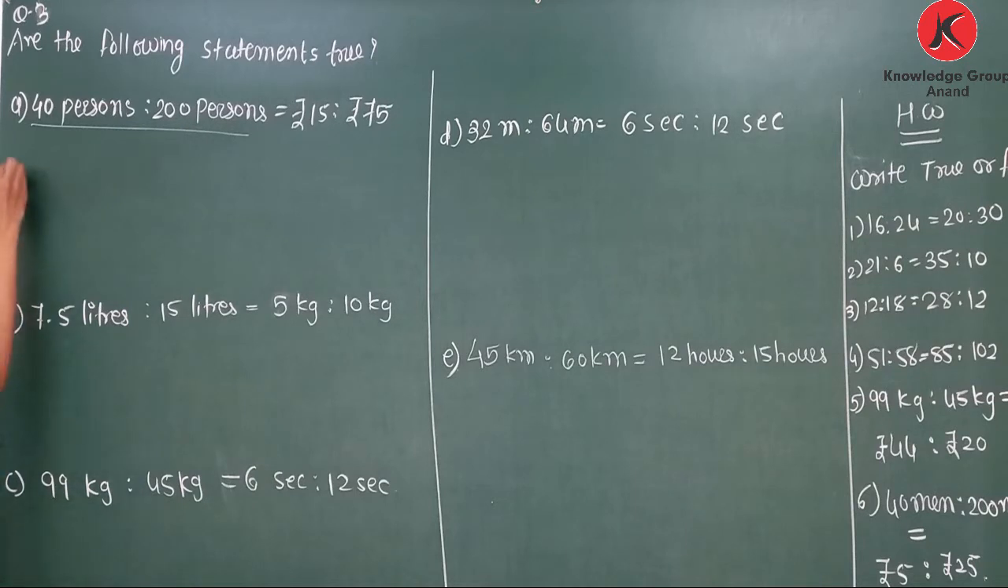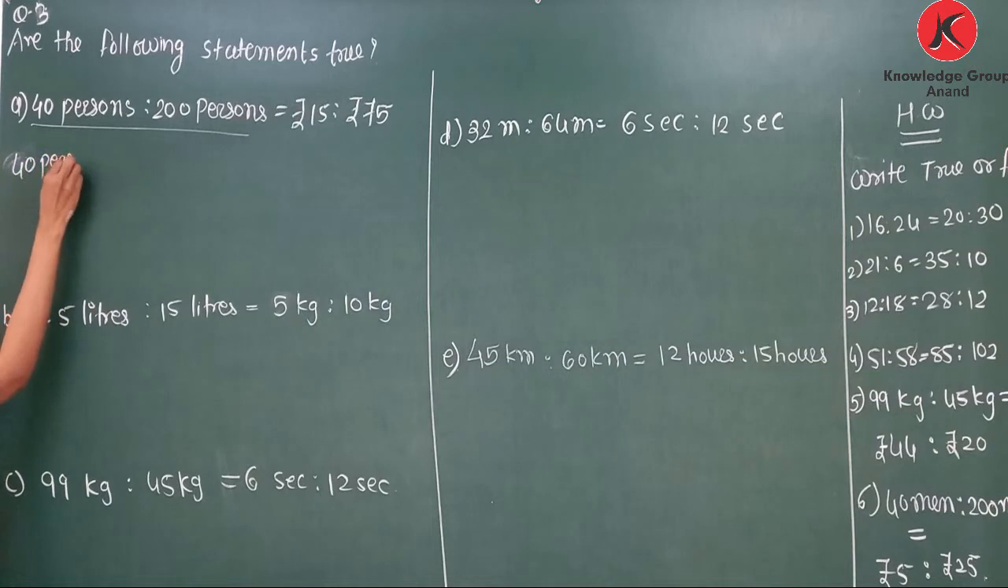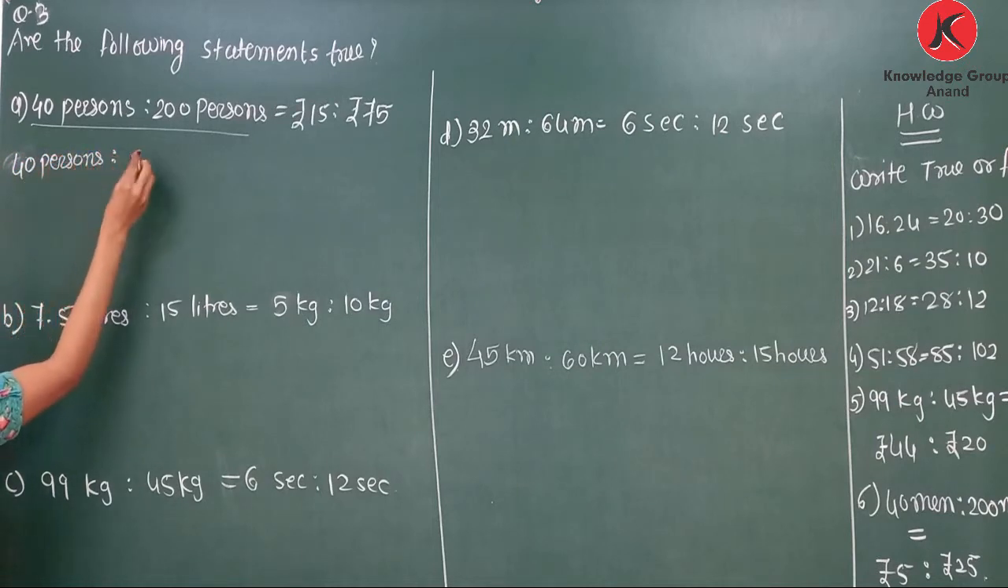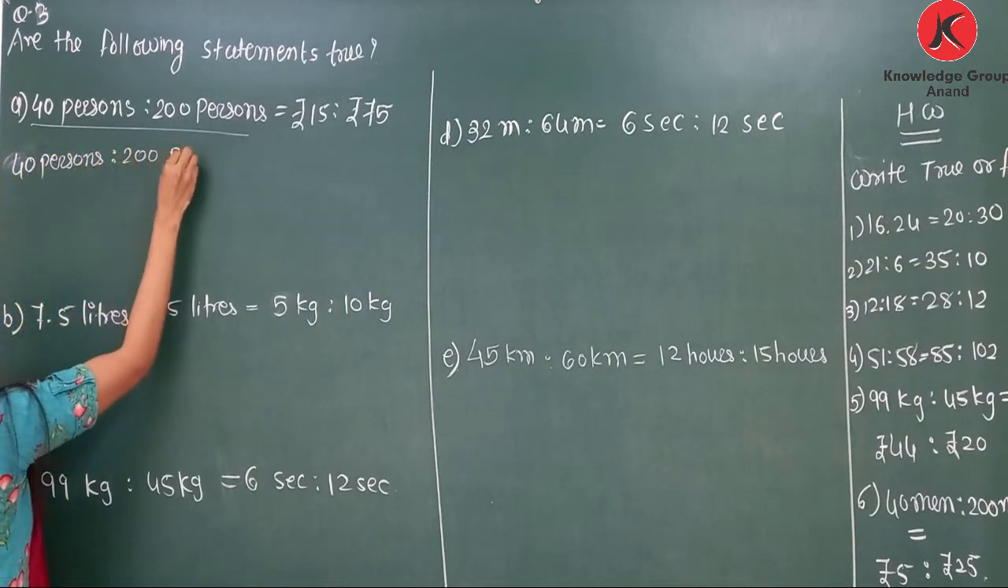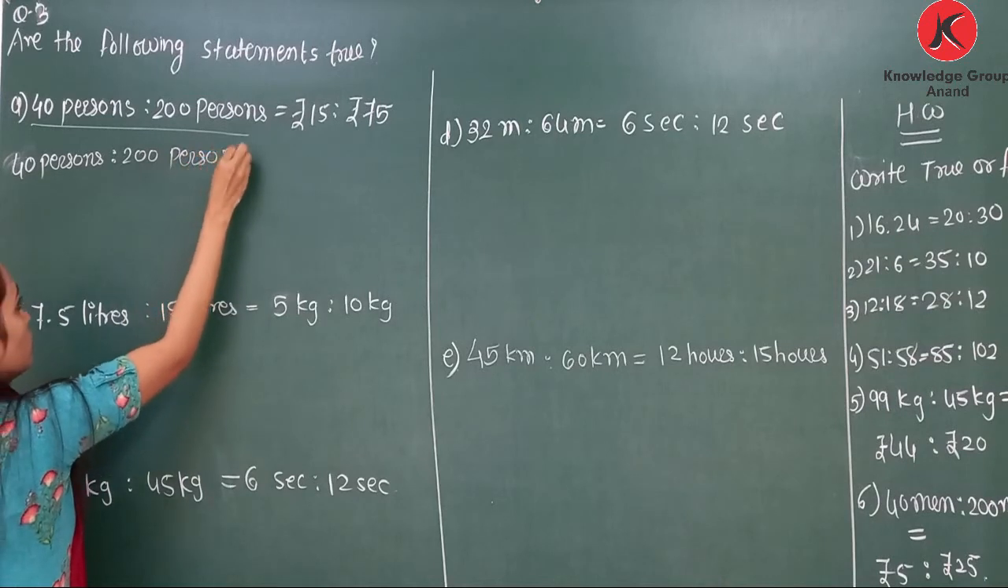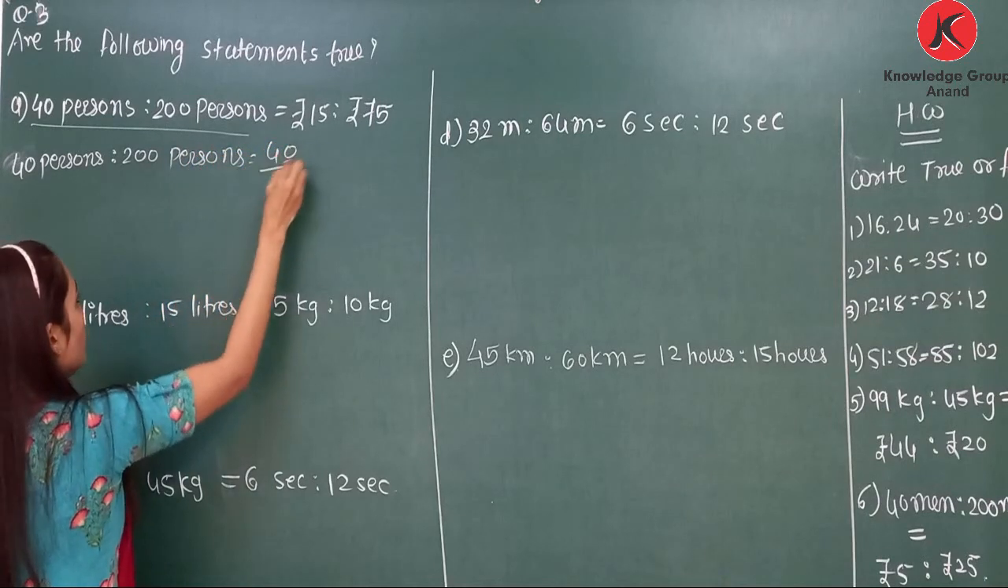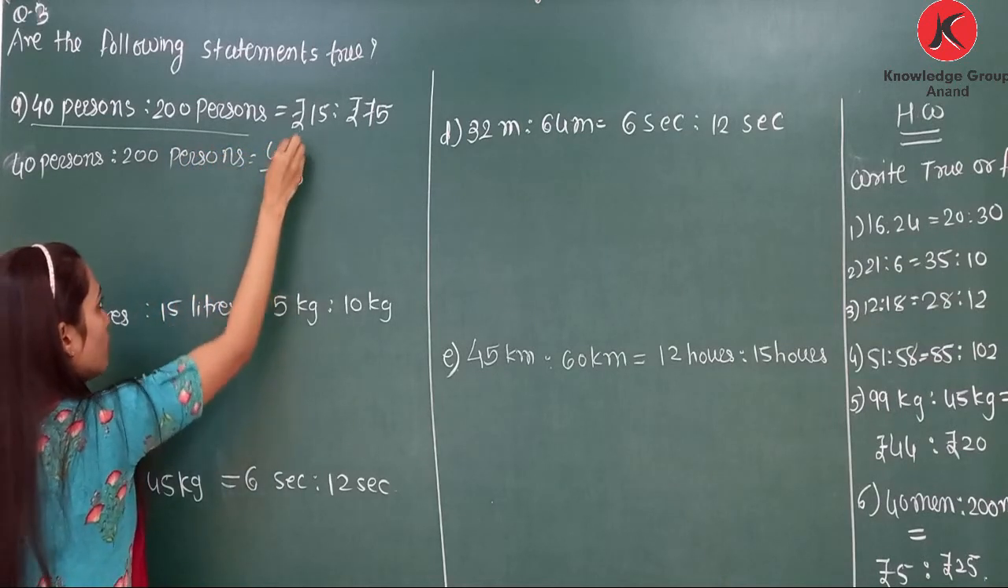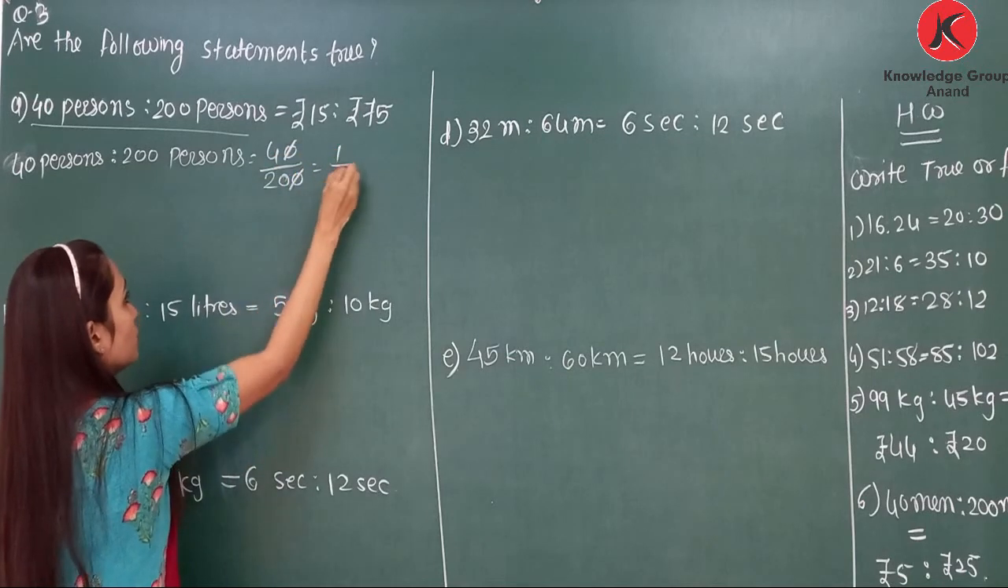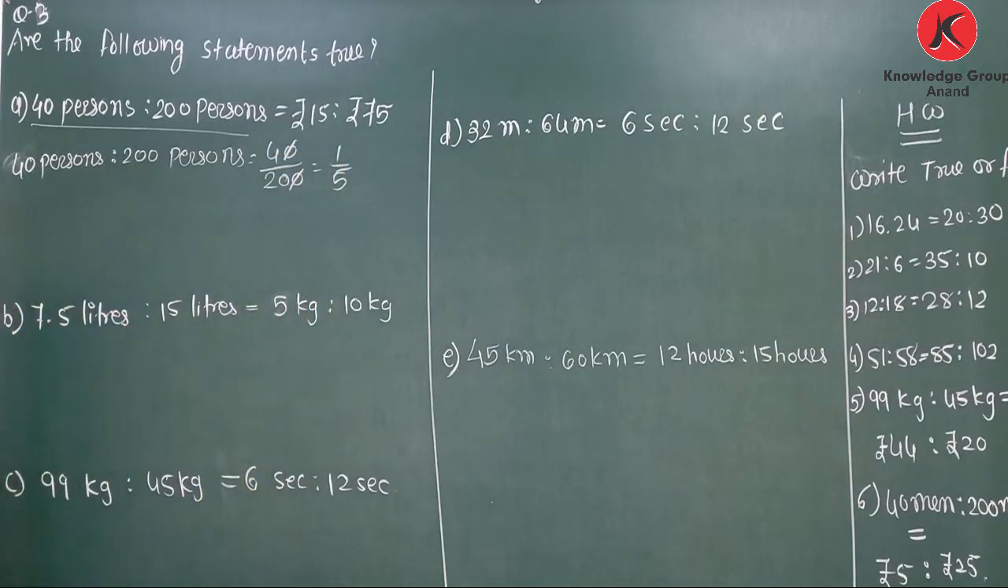So the first ratio is 40% is to 200%. So 40 will be in the numerator, 200 will be in the denominator. So it is 1 by 5. That is the first ratio. 4 5s are 20, so it is 1 by 5.